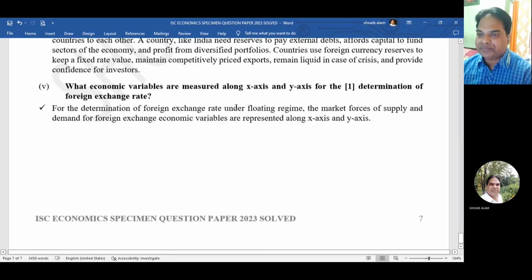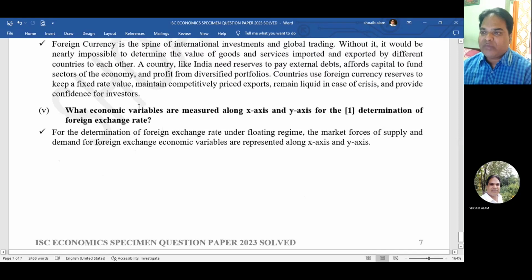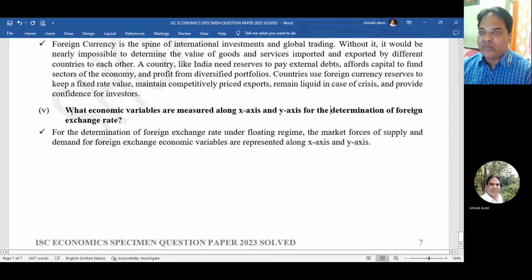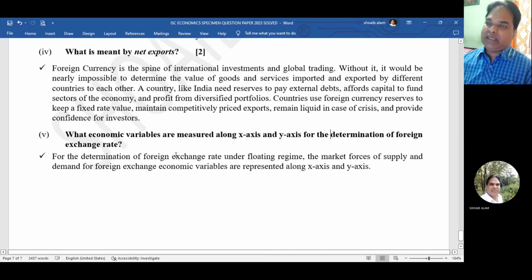And the last one, what economic variables are measured along the x-axis and y-axis for the determination of foreign exchange rate? For the determination of foreign exchange rate under floating regime, the market forces of supply and demand for foreign exchange are the economic variables represented along the x-axis and y-axis.